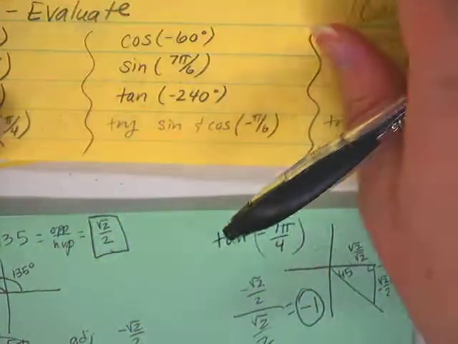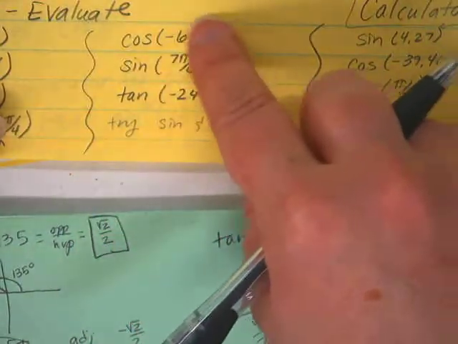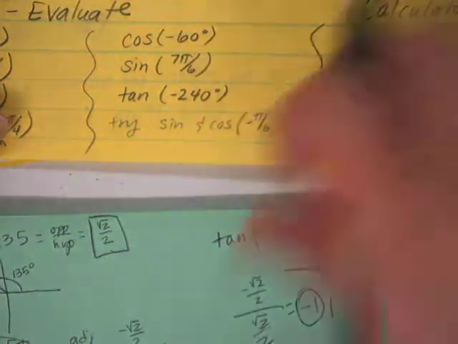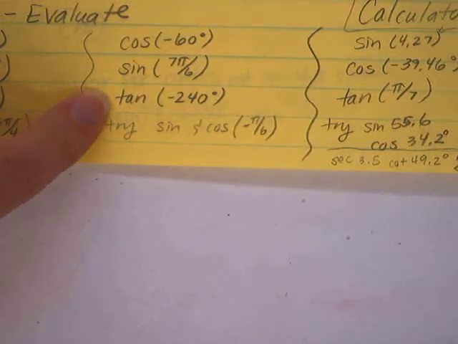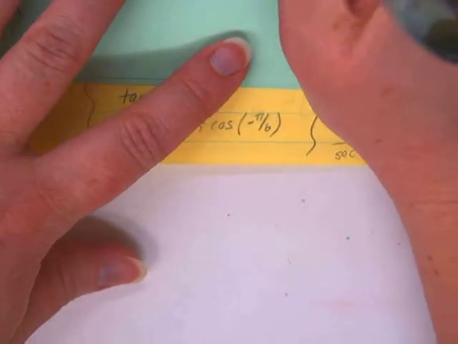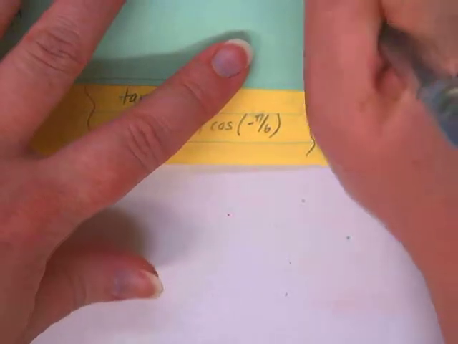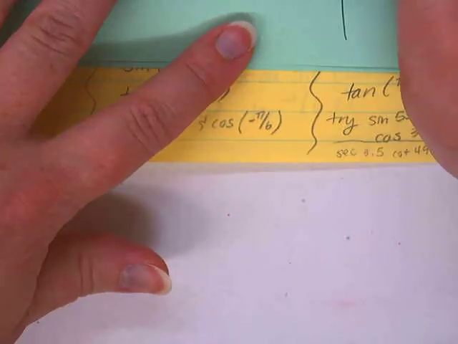The other examples I have here are ones that are 30s and 60s instead of 45s, because these were all 45s. So do you need some with 30s and 60s? Just one? Which one? Should we do negative 240?